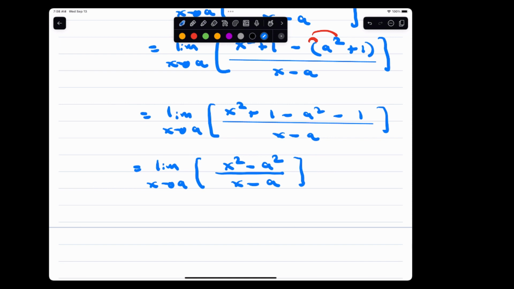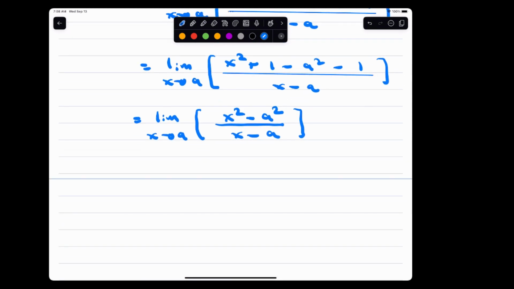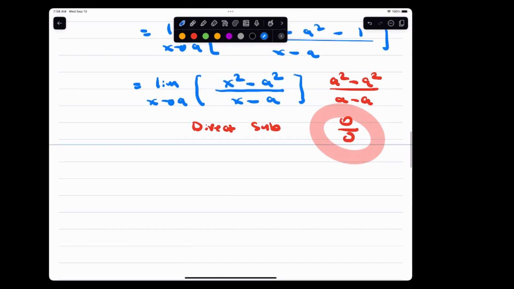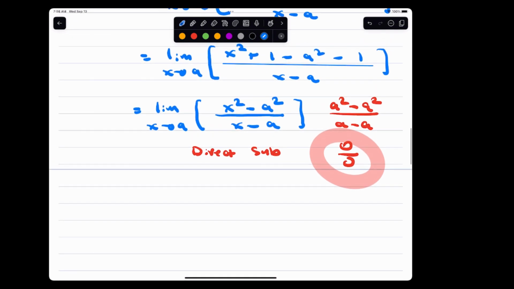Now, what do you do with this? Well, you do direct sub. If I do direct sub, what do I get? A squared minus A squared over A minus A gives you 0 over 0, and you now have an indeterminate form. If you get an indeterminate form, what's your issue? You get to use some algebra.